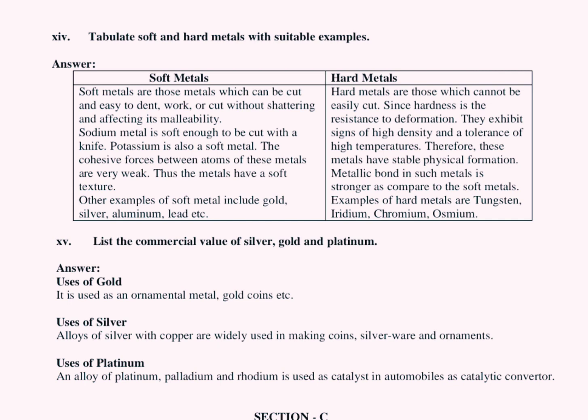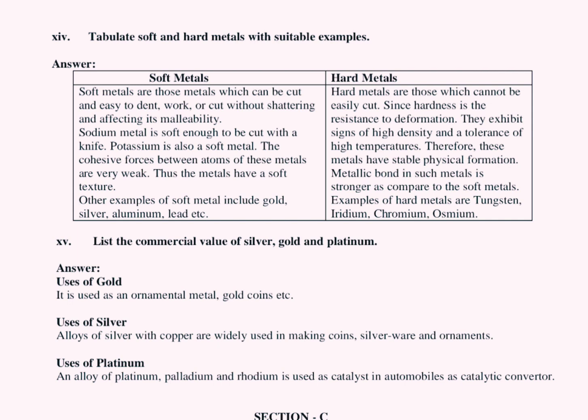Hard metals, comparatively, you just reverse your parameters. It's very hard, not easy to cut. And it's very resistive if you want to deform it. And high density, temperature tolerant है. और इसकी physical formation बड़ी stable सी होती है, that's why they are hard. और इसके जो bonds बनते हैं, they are very strong. Tungsten है, you have chromium, you have iridium. So these all are the examples here.